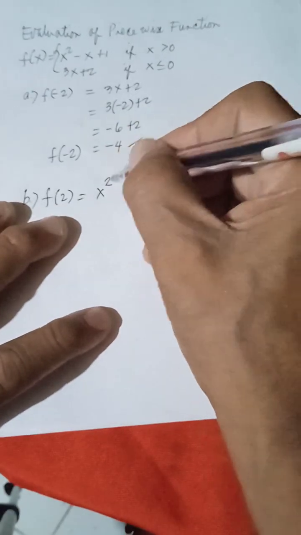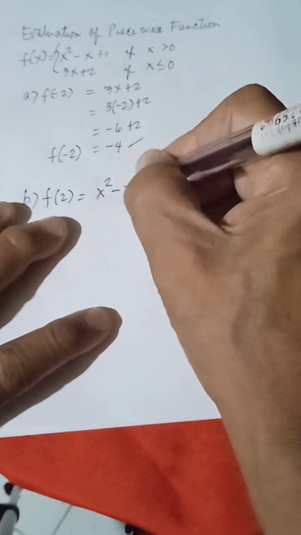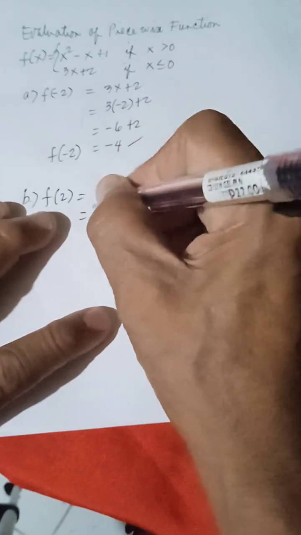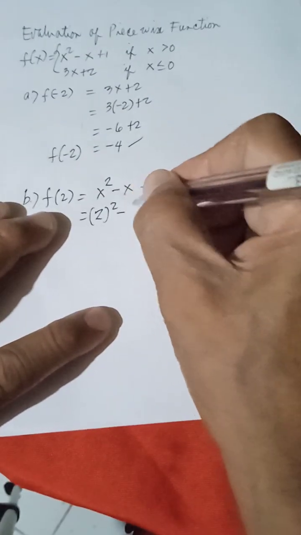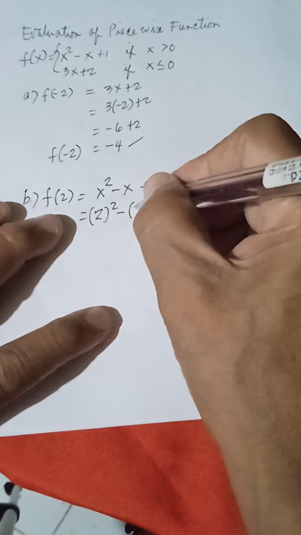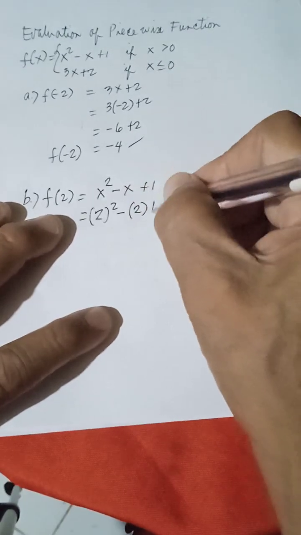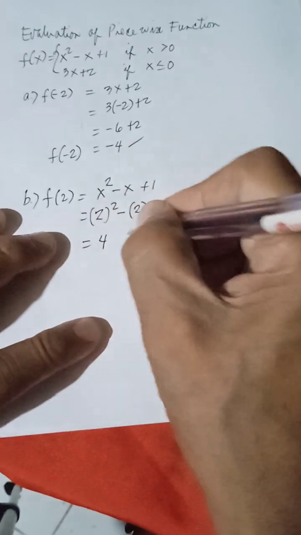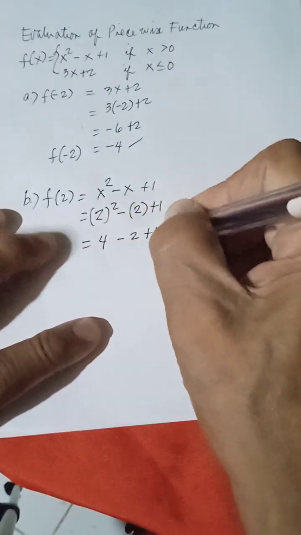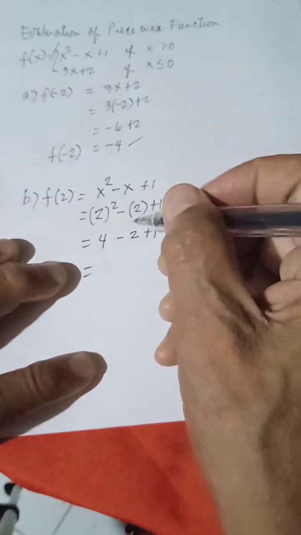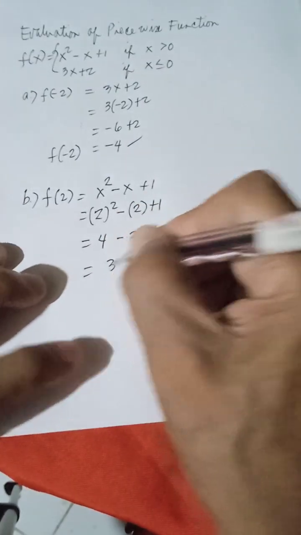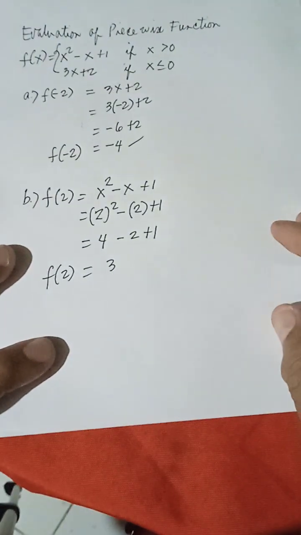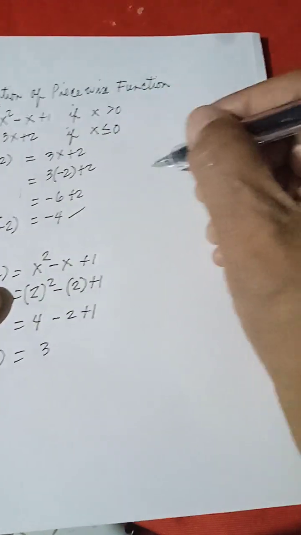So x squared minus x plus 1. We plug in 2 to x, so that is 2 squared minus 2, plus 1. So 2 squared is 4, minus 2 plus 1. 4 minus 2 is 2, plus 1 equals 3. So f of 2 is equal to 3.